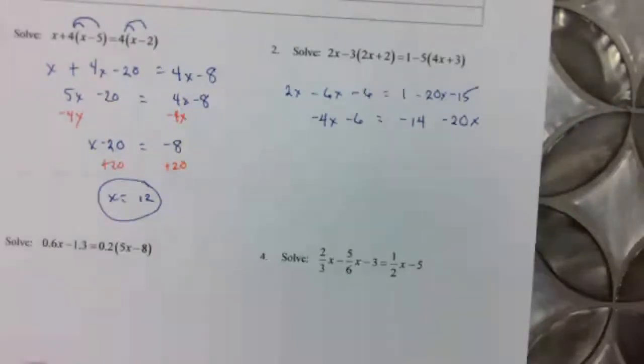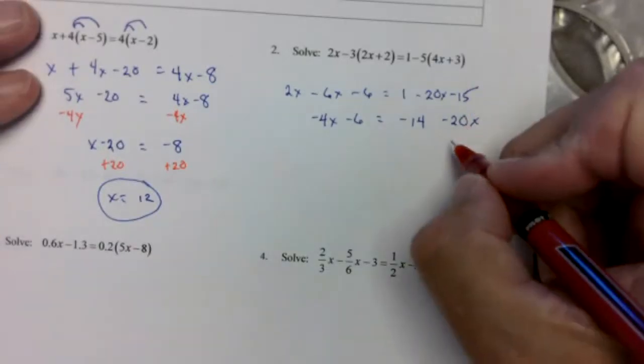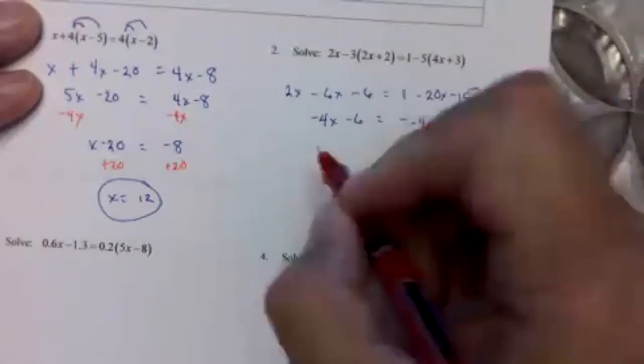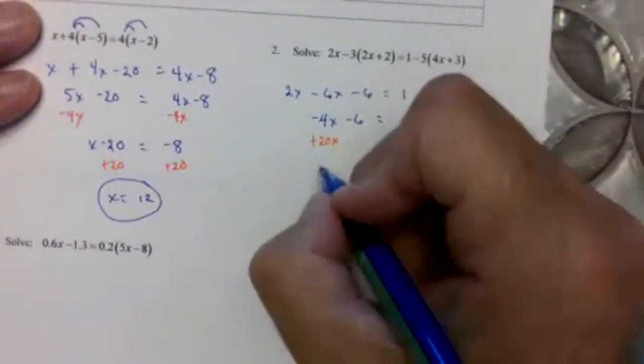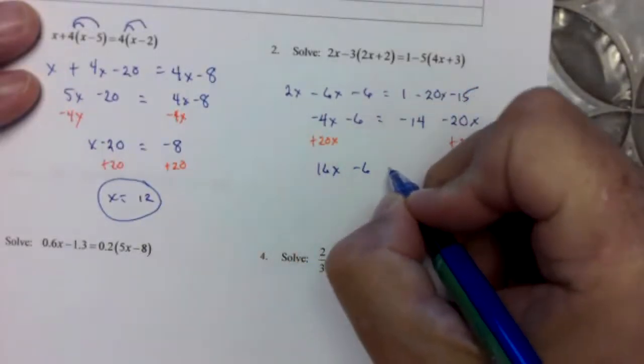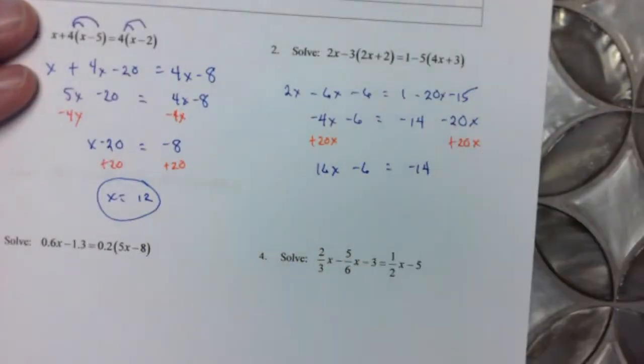I have a question. Is 0 an answer possible? I see you all nodding your head. Yes, it is possible. All right, I'm going to add 20x and add 20x to both sides. 16x minus 6 equals -14.